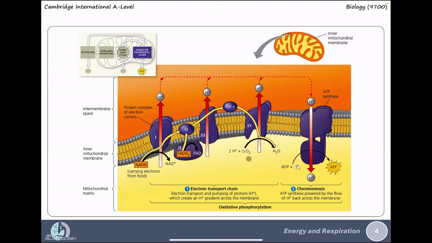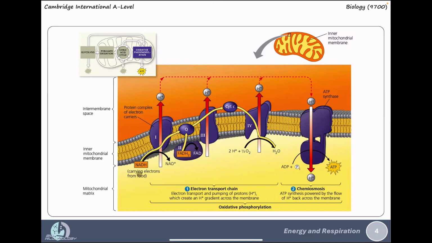Now, what is the role of oxygen in oxidative phosphorylation? Oxygen acts as the final electron acceptor. When oxygen accepts electrons together with protons, it is reduced to form a water molecule. Again, this is a redox reaction, oxidation and reduction. Oxygen is reduced to form water. At the same time, reduced NAD is oxidized back to form NAD.